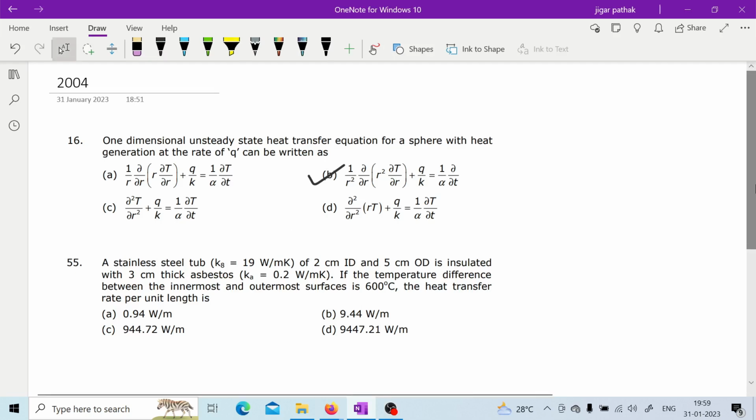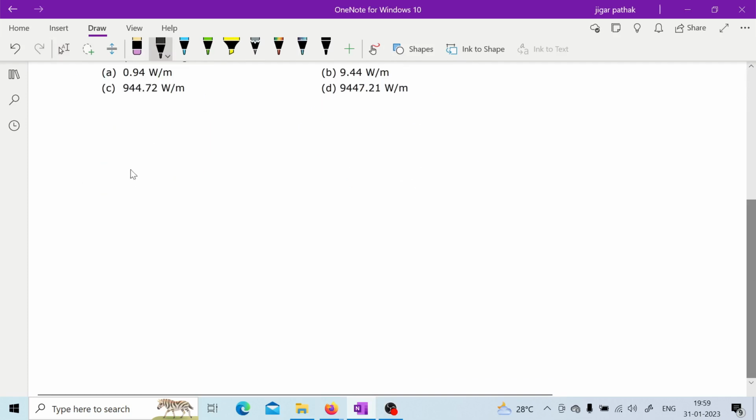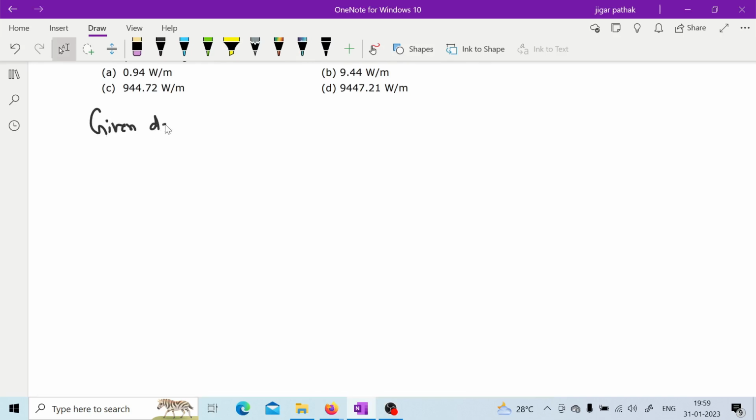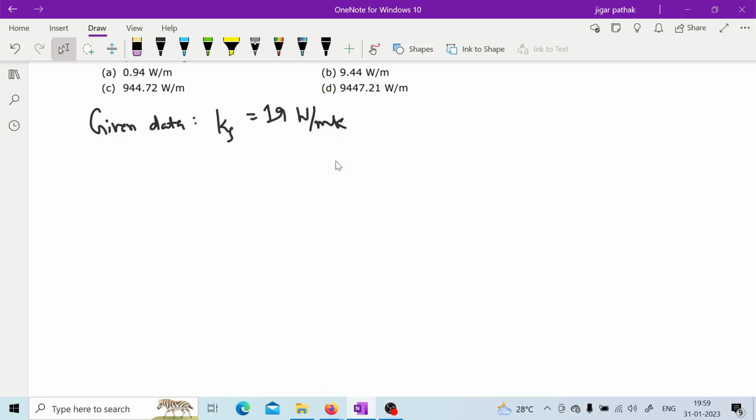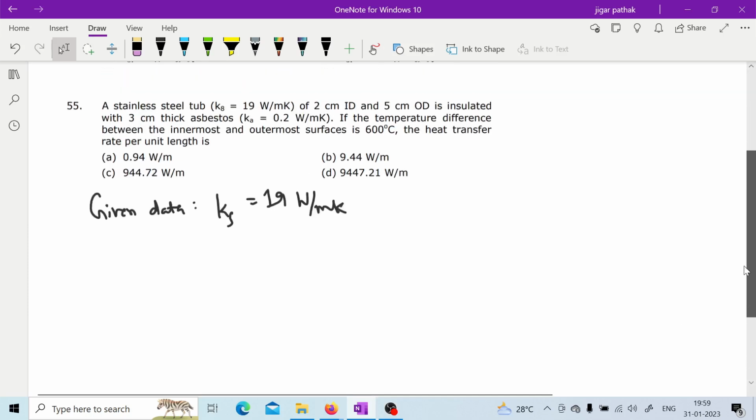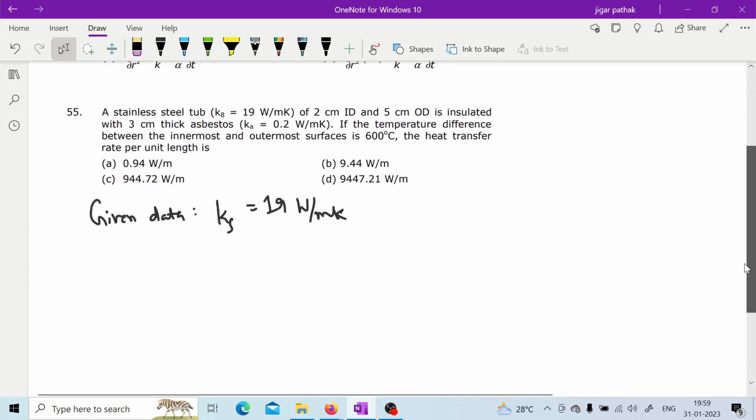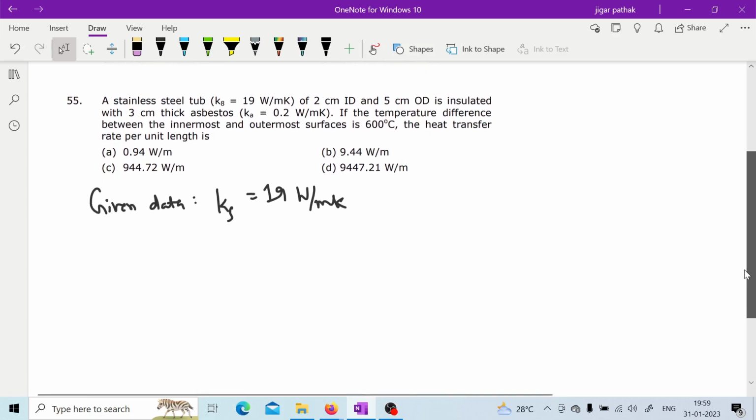Here, if we go for the given data, then k is given as 19 watt per meter Kelvin. Right, for stainless steel it is 19 watt per meter Kelvin.